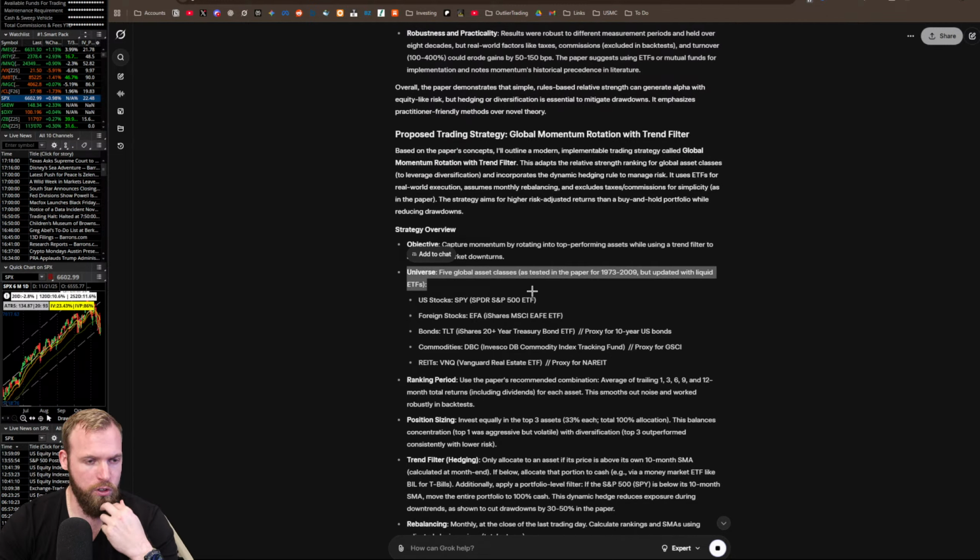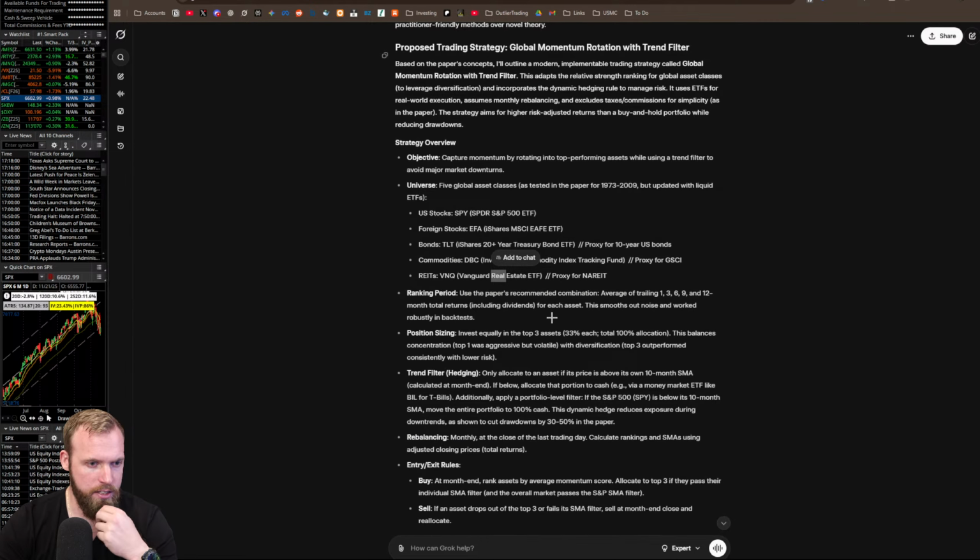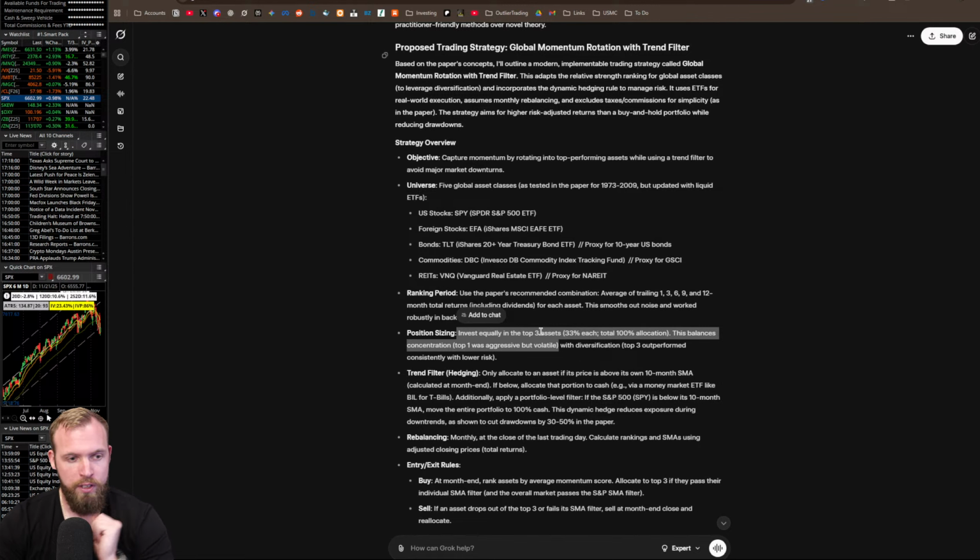So we have 5 global assets. So this is using S&P, foreign stocks, bonds, commodities, and REITs. And then this says you're going to invest in the top 3. This is a very basic momentum approach. Balance is concentration. So by the way, in case you don't know, with momentum style strategies, when you see rank and sort holds like this, like top 3, top 5, bottom 3, bottom 5, bottom 2, almost always they perform better with fewer, but they're now more path dependent if something wonky happens during the time that trade is on. So it's just something to be aware of.